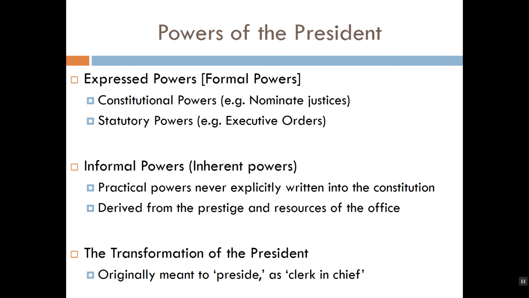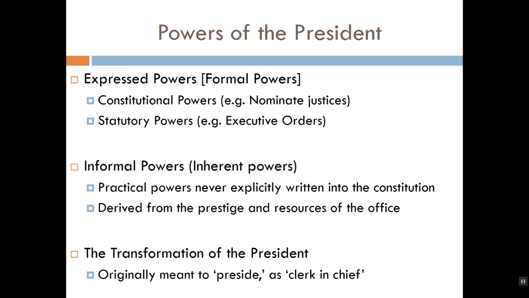So let's focus on the president, his powers, and how they have changed over time. The first thing I want you to understand is that the President of the United States was originally intended to be relatively weak, at least when we're talking about domestic affairs. As a result of this, the expressed or formal powers of the president are very, very limited. An expressed or formal power is a power given to the president explicitly by the law. And there are two types of expressed power.